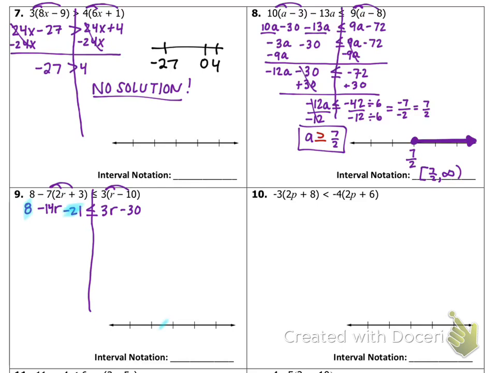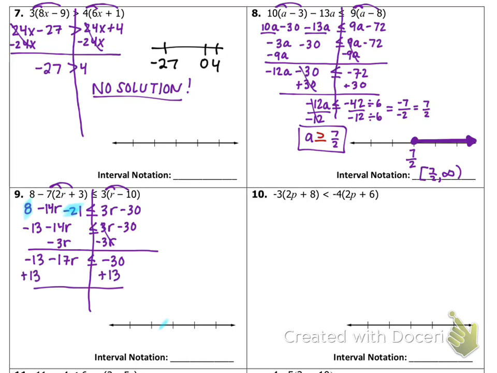We can combine like terms on the left-hand side, so 8 minus 21 is a -13 minus 14r, and just bring everything else down. Now we want to get the variable to this side, so we're going to subtract 3r. Always get your variable to the left-hand side. So we bring down the -13 here. -14 minus 3 is -17r, and then -30. Then we're going to add 13 to both sides. So that way that cancels out, and we're just left with -17r and -17.